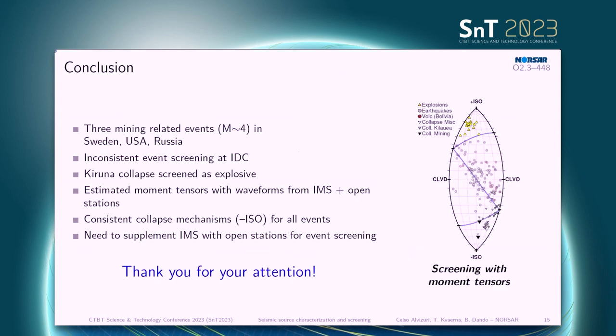So in conclusion, I discussed three mining events in Sweden, US, and Russia, and inconsistent event screening at the IDC. In particular, the Kiruna event was screened as possible explosive, which evidence shows, of course, that it's not. I estimated the moment tensors with waveforms using IMS and open stations, which show consistent collapse mechanisms. This also suggests a need to supplement IMS with open stations for event screening. Thank you.